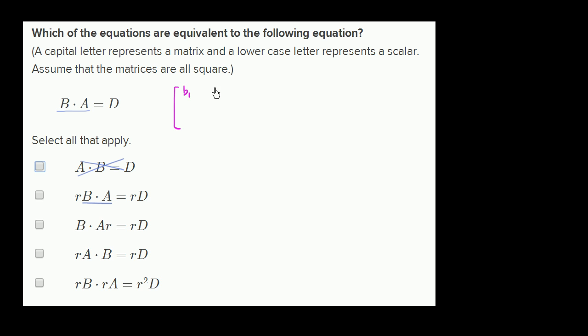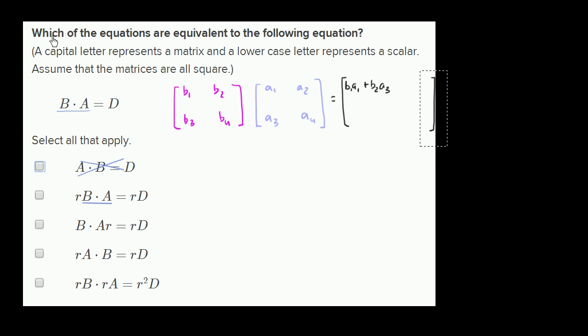So if this is B1, B2, B3, and B4, and this is A1, A2, A3, and A4, we know what this product is going to be. We know what D is going to be equal to. It's going to be equal to, I should probably have some more space than that, B1A1 plus B2A3. I'm going to run out of space here. I can already see that. So let me actually clear that.